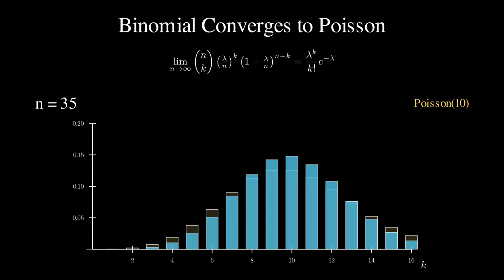This is why a Poisson with lambda equal to n times p is such a good approximation to a binomial when n is large and p is small.